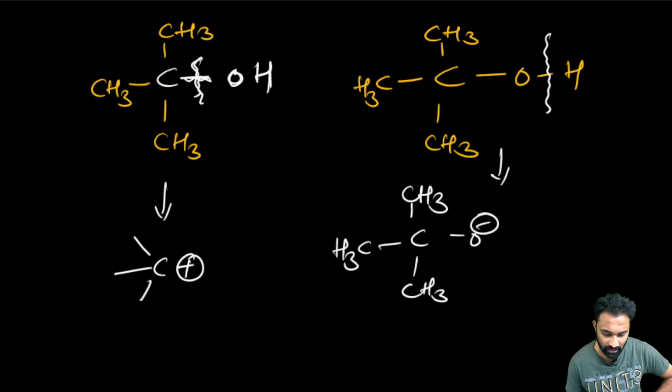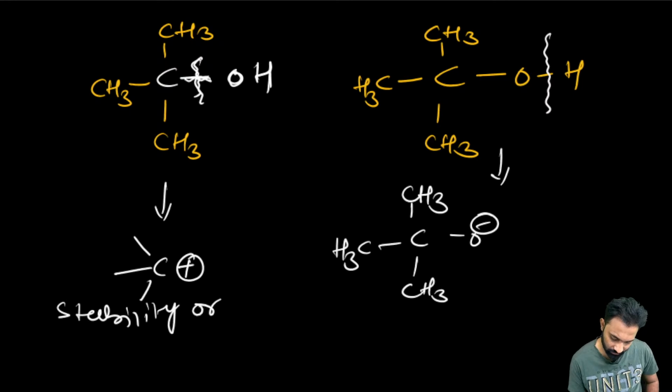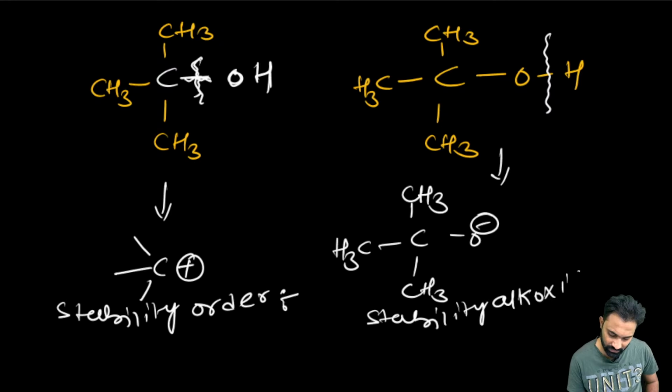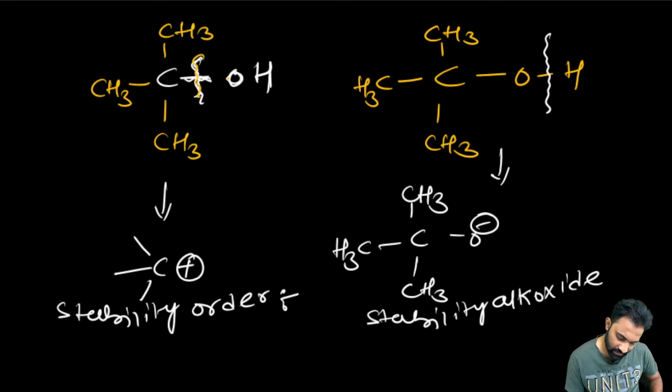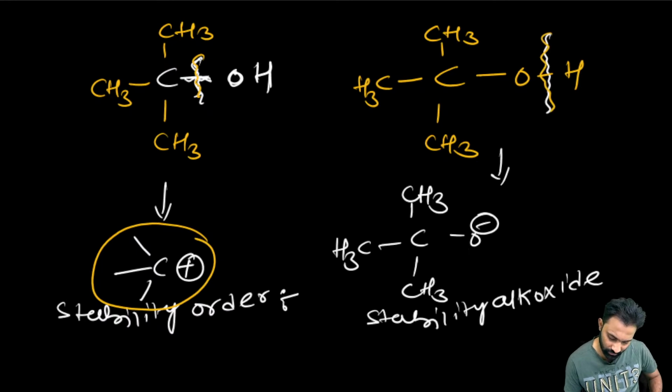Can anyone tell me the stability order of this carbocation, and the stability order of this alkoxide ion? If you break the bond between carbon and oxygen, we get the carbocation. If you break the bond between oxygen and hydrogen, we get the alkoxide ion.